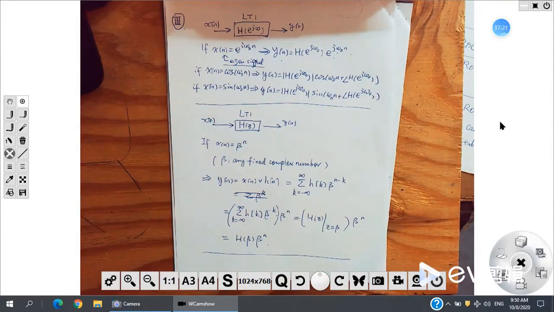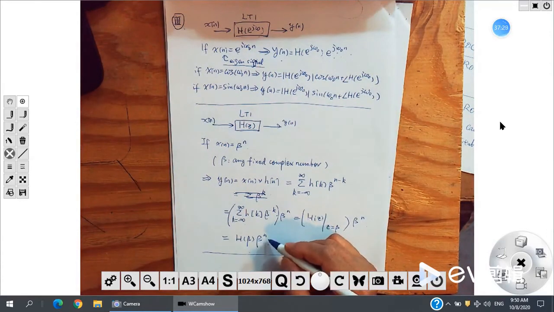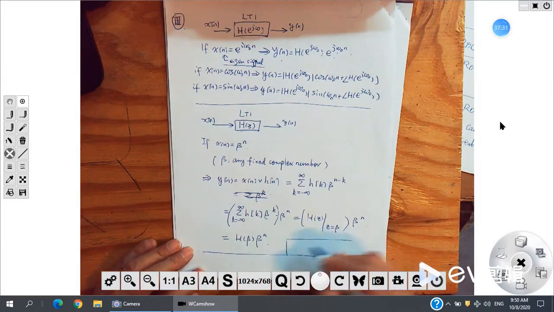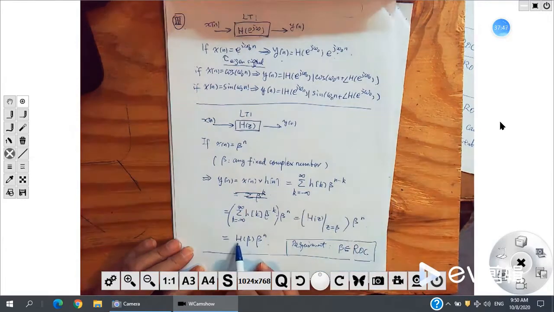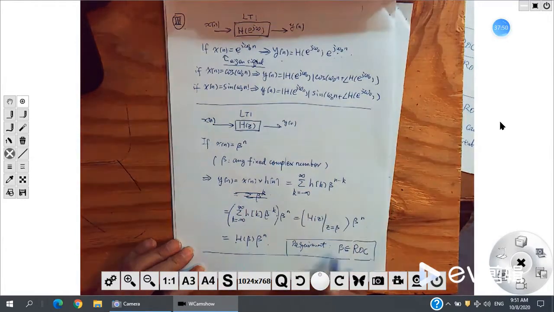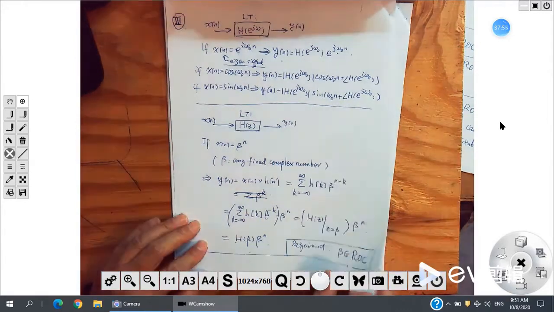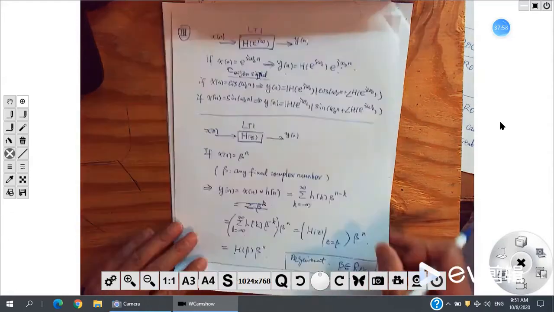So this one is quite similar to the Fourier transform way. But of course, here we have a requirement. We suppose beta belongs to the ROC, otherwise you cannot have H of beta. You need an H of beta, right? Okay. We can consider an example.